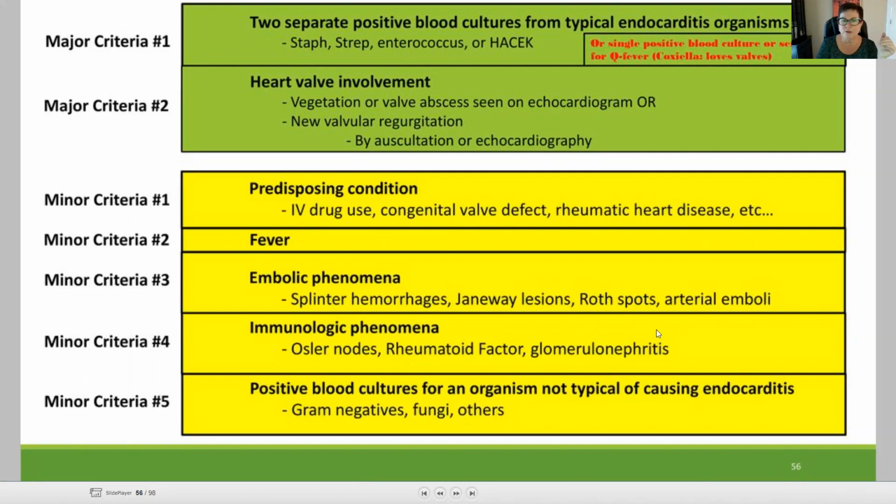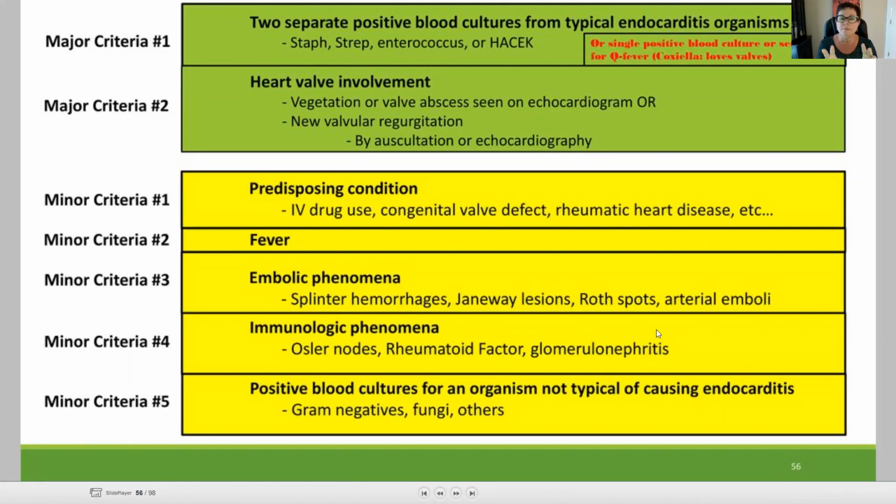And then the minor criteria are predisposing conditions such as congenital valve defect, rheumatic heart disease, or a big one, IV drug use. Criterion 2 is fever. 3 is embolic phenomena like the Roth spots, the Janeway lesions, the splinter hemorrhages.